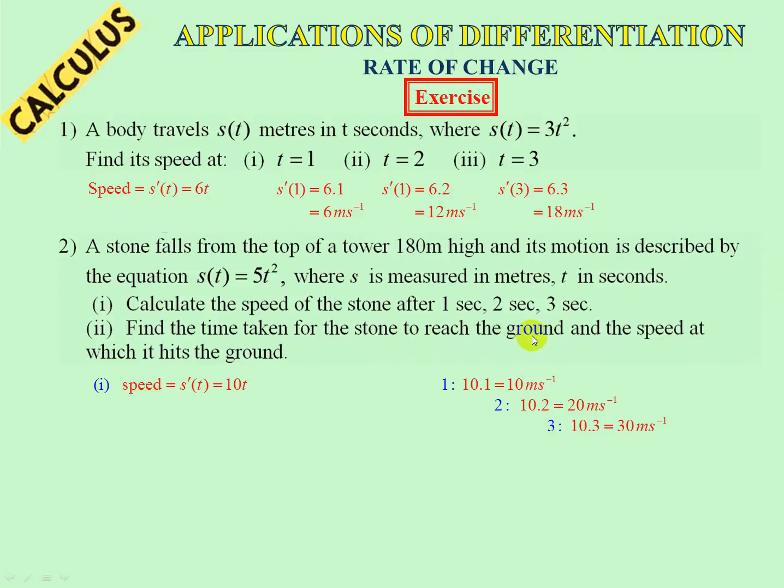Time taken for the stone to reach the ground, well, that means distance equals 180. So we put 5t squared equals 180. t squared is 36, t is 6, not plus or minus as it's time. Now we want to know the speed when it hits the ground, so we just substitute that 6 into the speed formula. There we are, 60 meters per second.